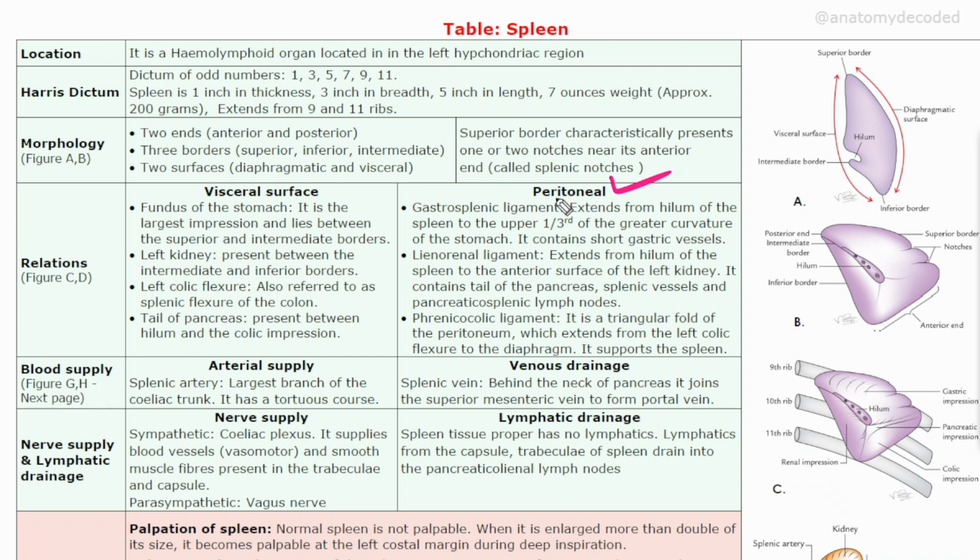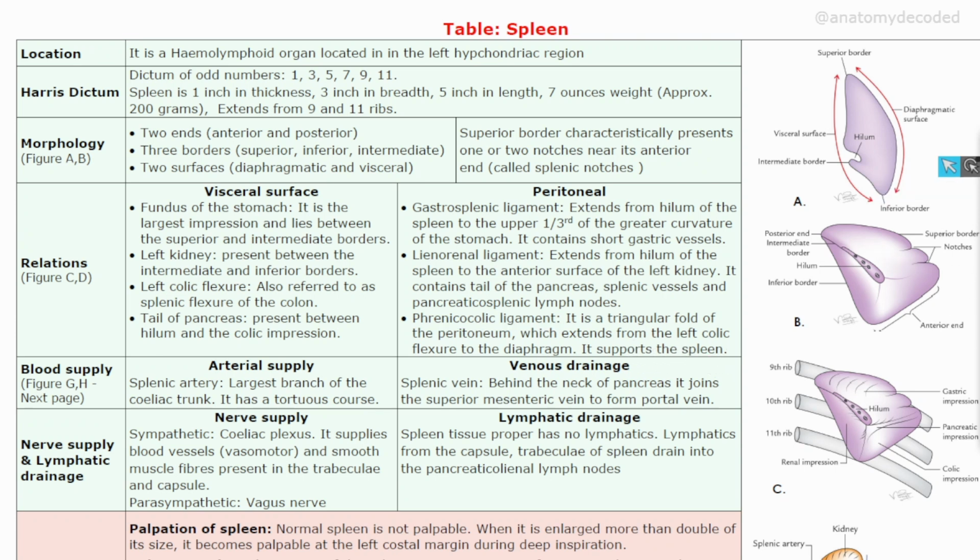Then there are peritoneal relations of the spleen. In the stomach also we had learned this fold, gastrosplenic ligament. It extends from the hilum of the spleen to the upper one third of the greater curvature of the stomach. It contains the short gastric vessels. Then lienorenal ligament, it extends from the hilum of the spleen to the anterior surface of the left kidney. Then there is a ligament called phrenico-colic ligament. Phrenic refers to the diaphragm, colic refers to the colon. This ligament is actually not attached to the spleen, but it supports the spleen from the anterior aspect.